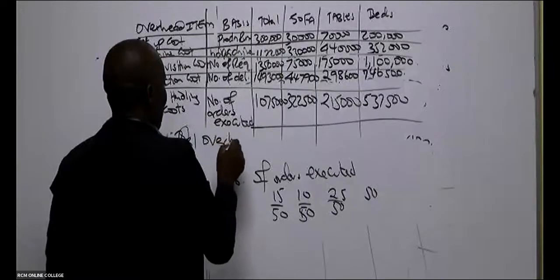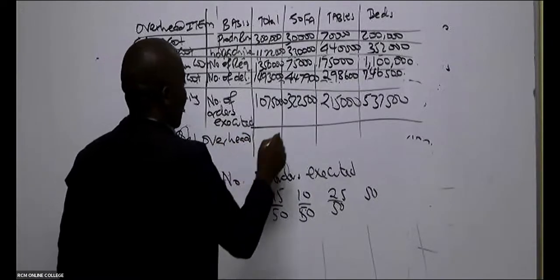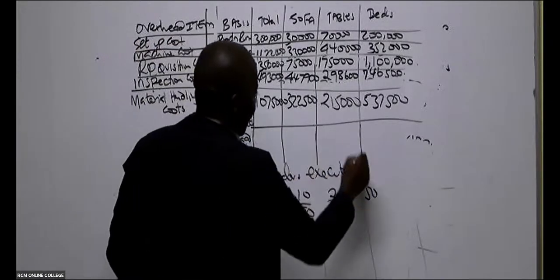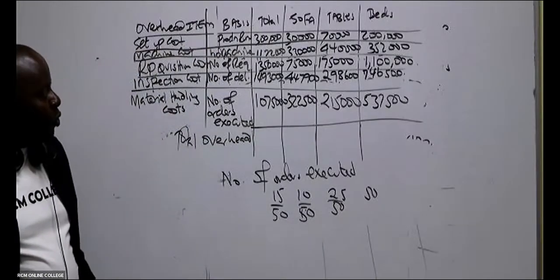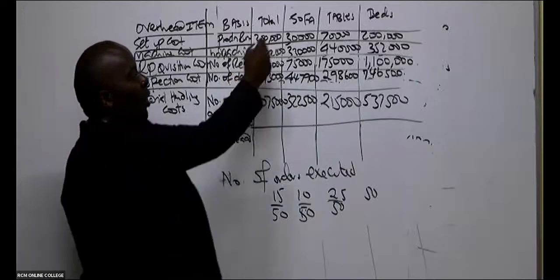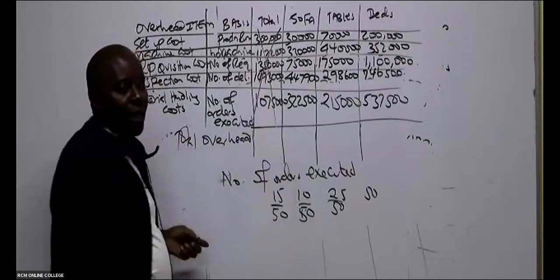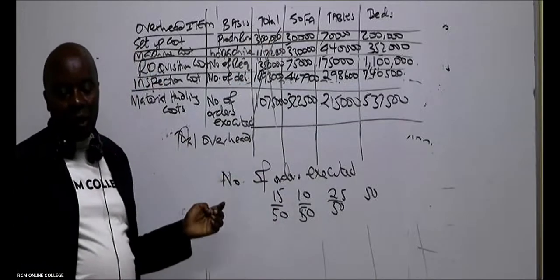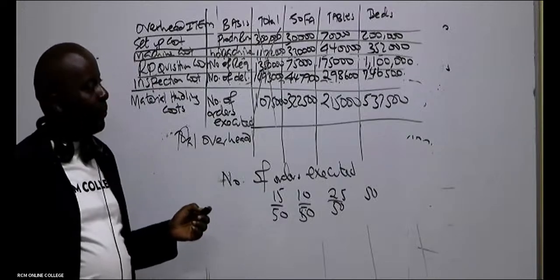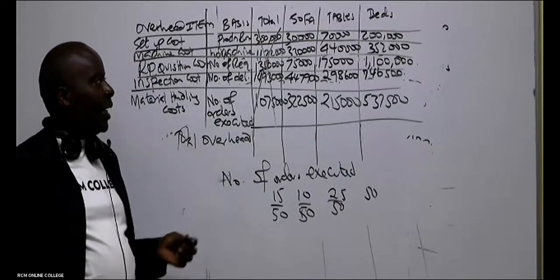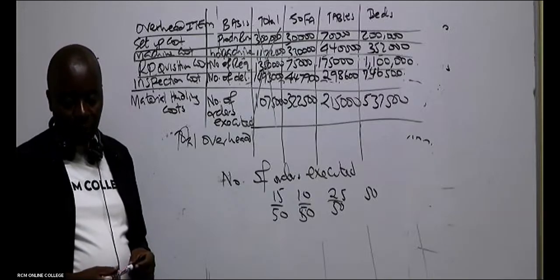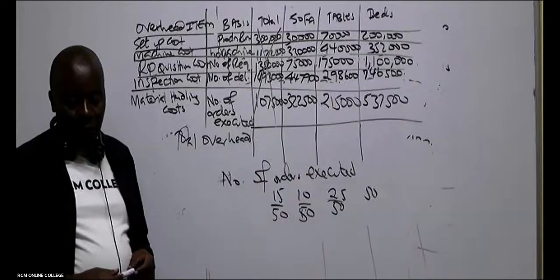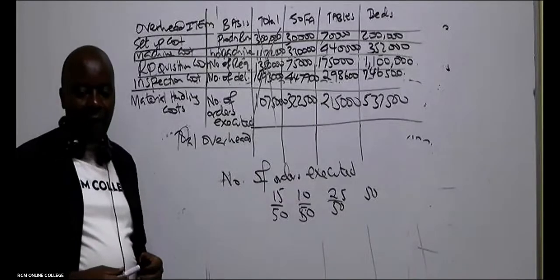Give us the total overheads for sofa set. Never work with this column, it is unnecessary. Don't add that column, it will waste your time. So give us the total overheads for sofa. According to Wambua, 537,500.